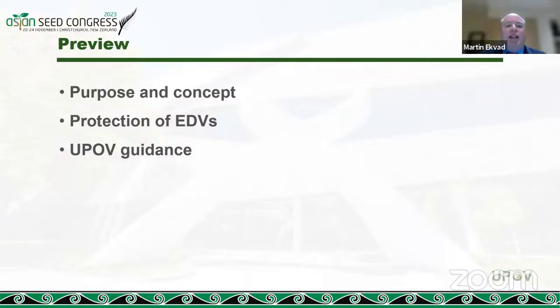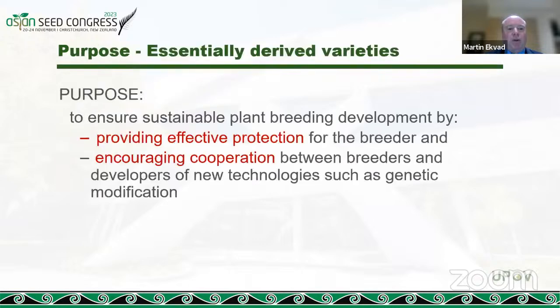I will say just a couple of words on the purpose and concept of EDVs, and a little bit about the protection of EDVs, and then I will focus on the UPOV guidance that has been recently adopted by the Council of the UPOV. So next slide, please. The purpose, I think, that has also been discussed in the seminar held in 2019, is to ensure sustainable plant breeding developments by providing effective protection for the breeder and encouraging cooperation between breeders and developers of new technologies, such as genetic modification. So next slide, please.